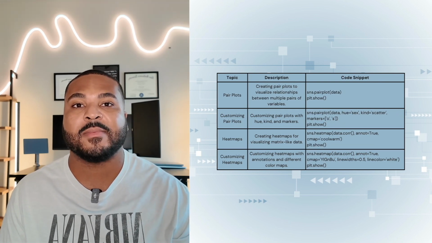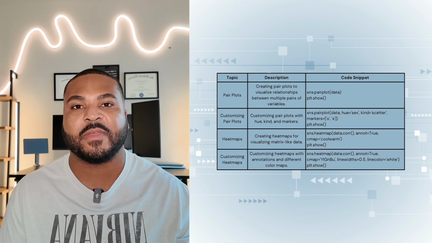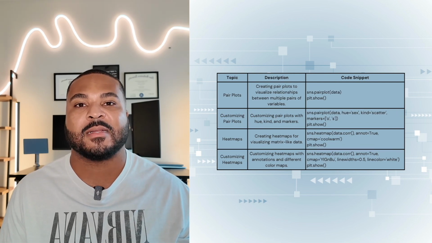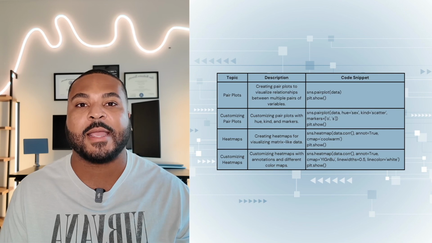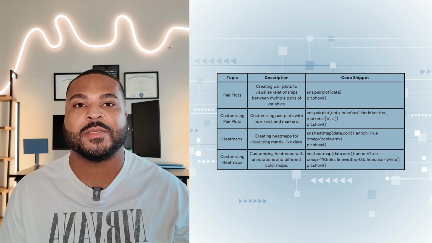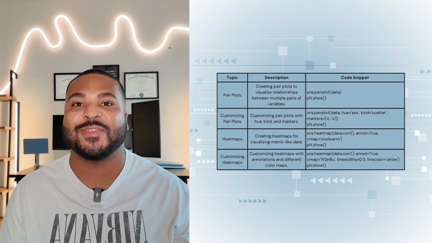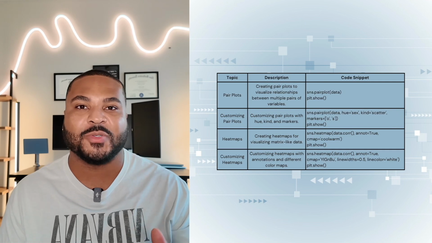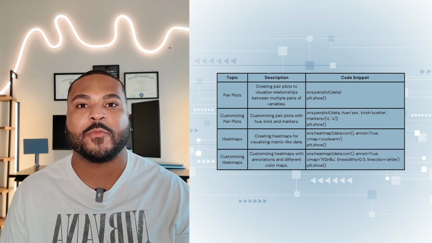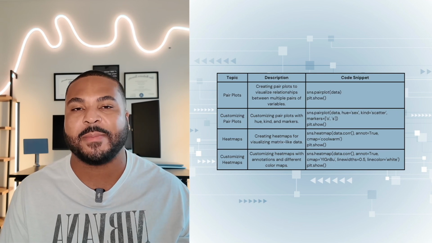You can customize heat maps to make them more informative and visually appealing. For example, you can change the color map, add annotations, and adjust the line width and colors between cells. Here's an example of a customized heat map. In this example, we use the YlGnBu color map for the green to blue gradient. Add annotations with the correlation values, and add white lines between cells for better separation.